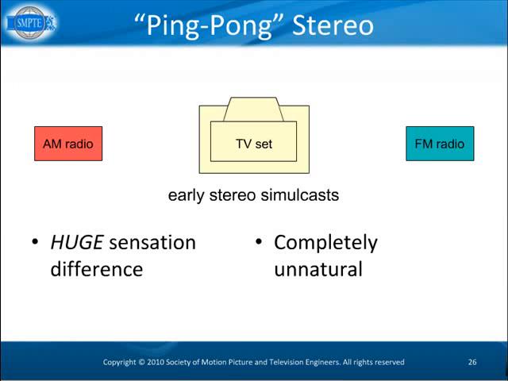By the way, this was sort of the beginning of stereo on TV. This was in the late 1950s, early stereo simulcasts, where you would have the TV set in the center, and it would carry a full program of mono sound, and then you were to put your AM radio on the left and your FM radio on the right, and they could do things like ping-pong effects. So something would come out of only the AM radio speaker, and something else would come out of only the FM radio speaker. So there was a huge sensation difference between this and mono. You could say, ooh, I just heard something coming out of the left. Ooh, I just heard something coming out of the right. But it was completely unnatural.